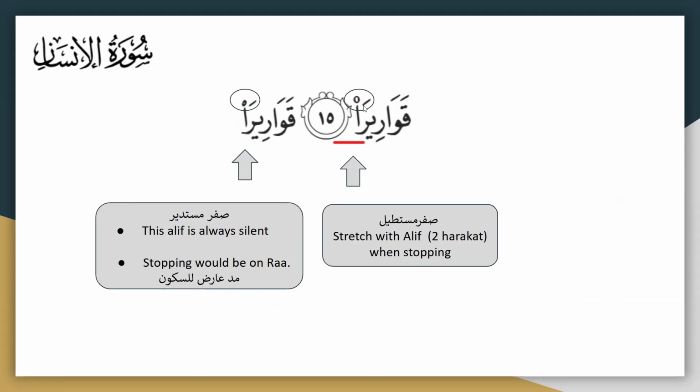Qawarira, like that. When you're stopping on this word, the alif, as I said, is sakin. So we'll be stopping on qawarir, making the ra even light, tarqiq, and sakin. Qawarir, and it'll be mad 'arid lis-sukun.